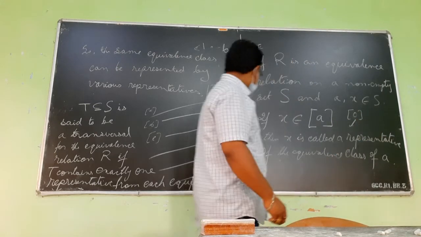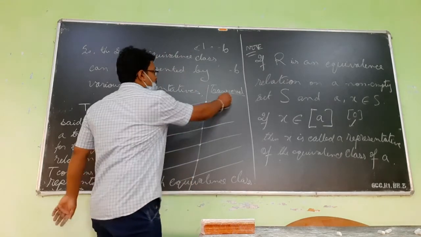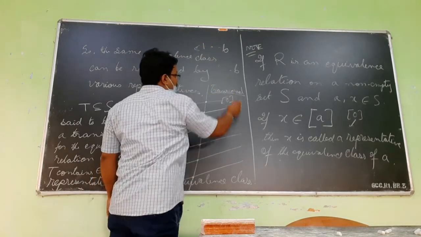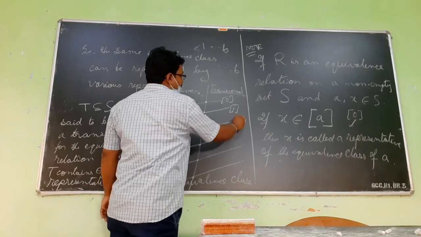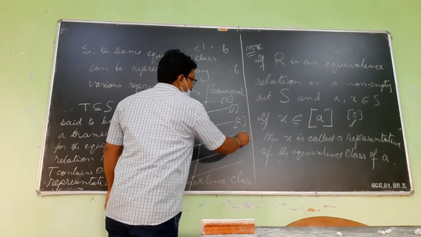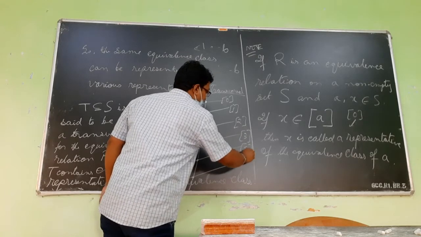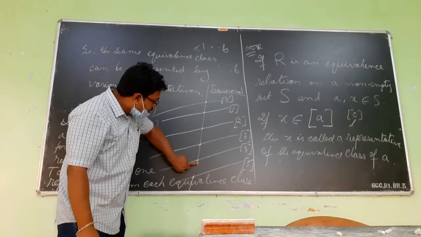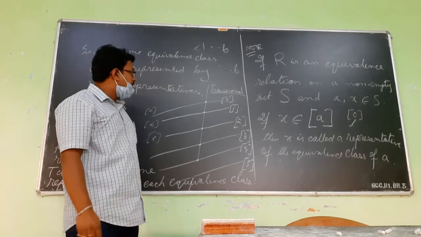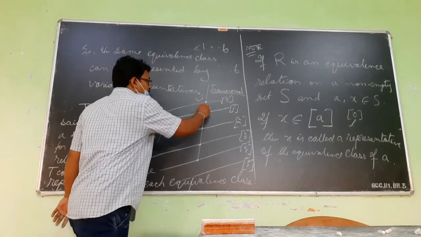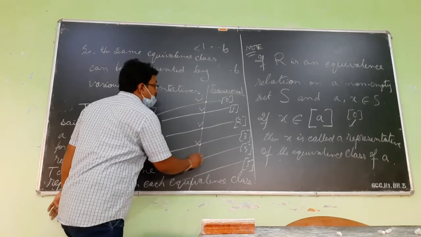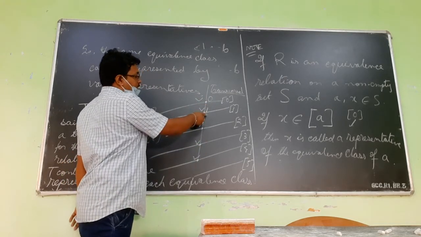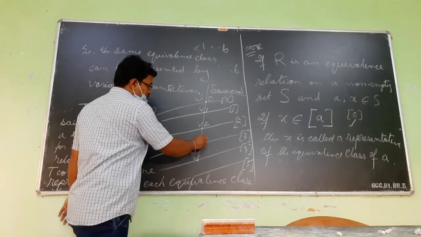So for each equivalence class, suppose this is the equivalence class of 0 with respect to that modulo 5 relation. All these are distinct. So when I encounter equivalence class of 5, I will stop. I will not take anything from here. So only these are the representatives. From here I have taken 0 as the representative. From here I have taken 1 as the representative. From here 2, 3, 4.